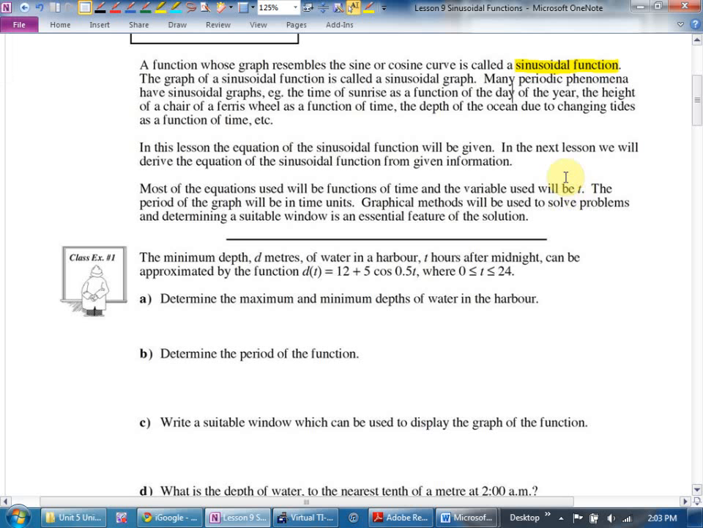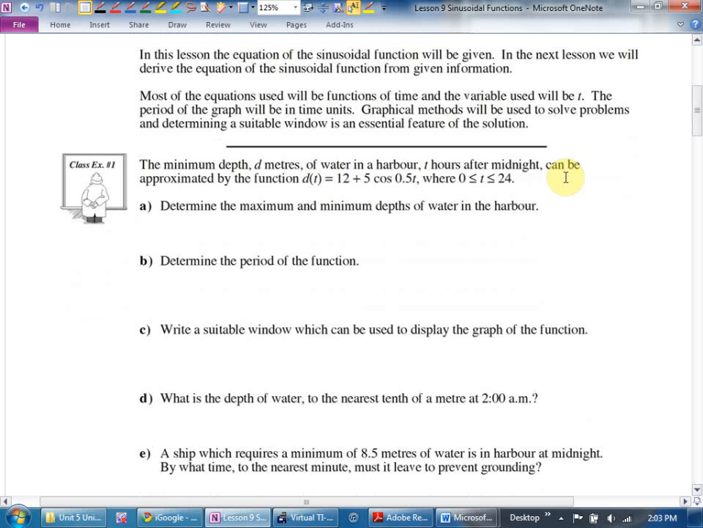Not a convenient t button. T there on your graphing calculators actually means parametric equations, which we don't do. It's easier to show you by doing an example. It says this: the minimum depth, d meters, of water in a harbor, t hours after midnight. Now, I read these carefully because here's what this means. If I see a number with an hours next to it, that's a t variable. And when I look at this equation, that's sitting where the x is. If I see a number with meters next to it, that's a d variable, that's a y variable.